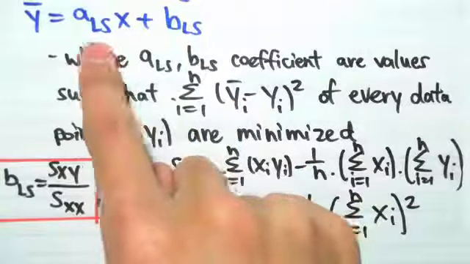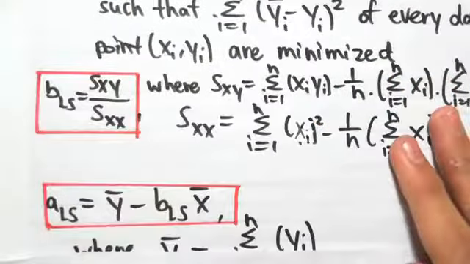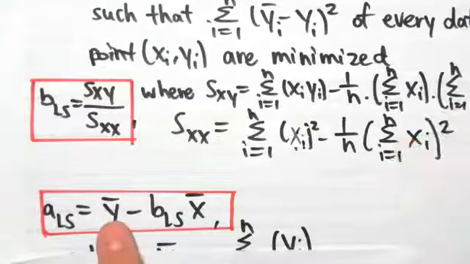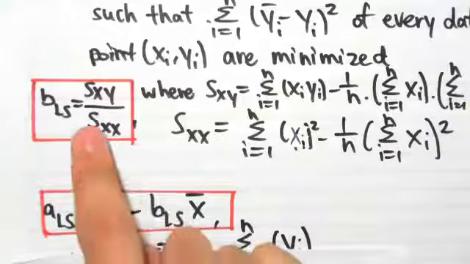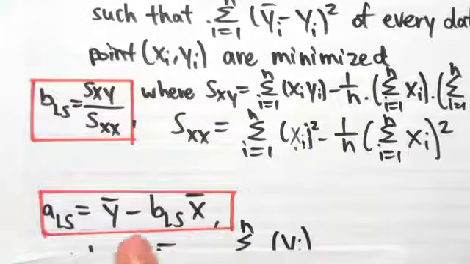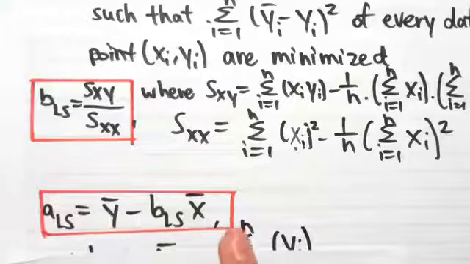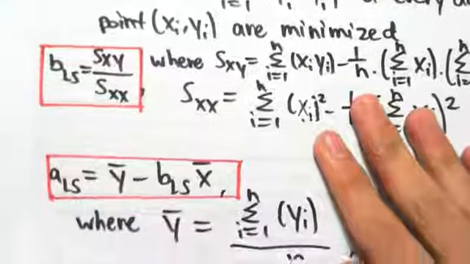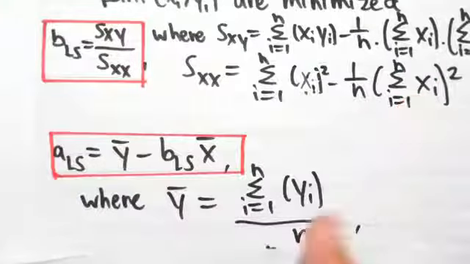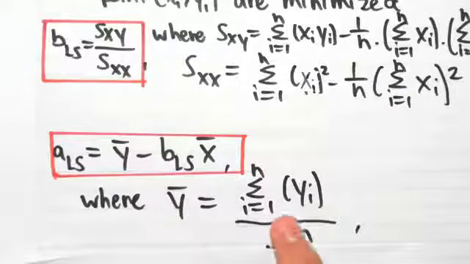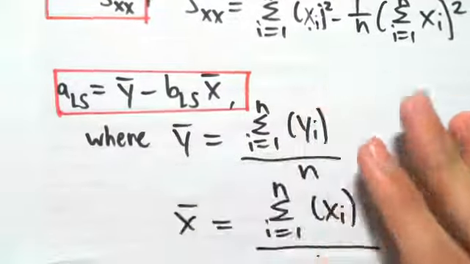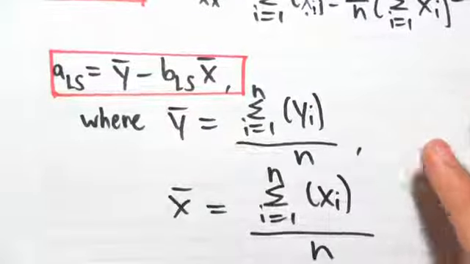Now let's find our a_LS. a_LS turns out to be ȳ minus b_LS, which is found here, times x̄. ȳ is the average of all the yi's, and x̄ is the average of all the xi's.